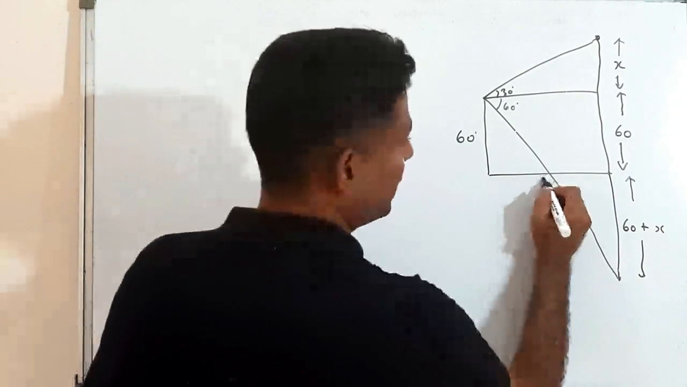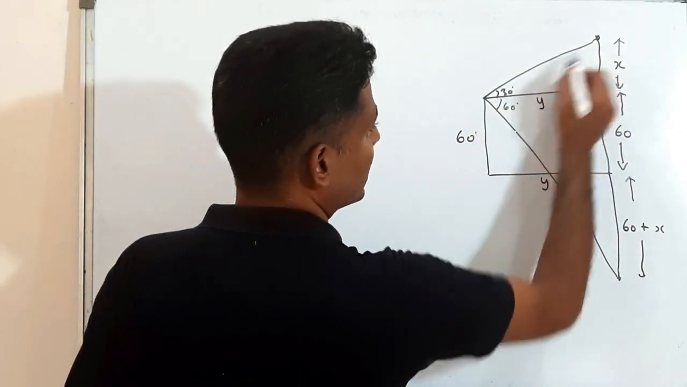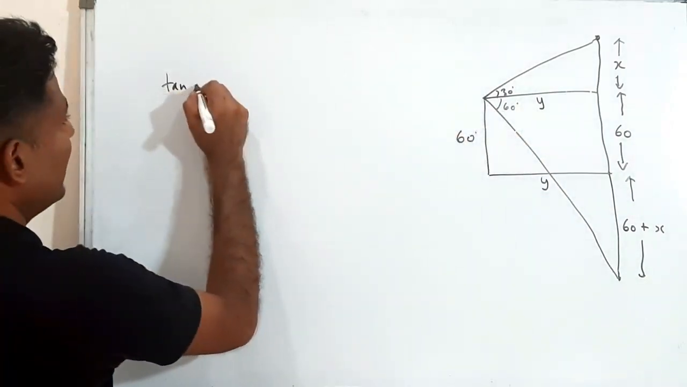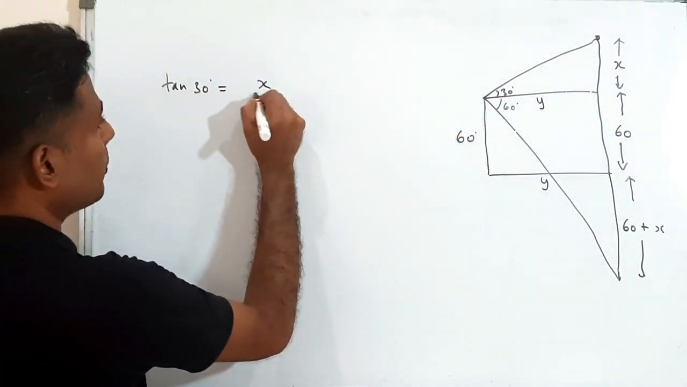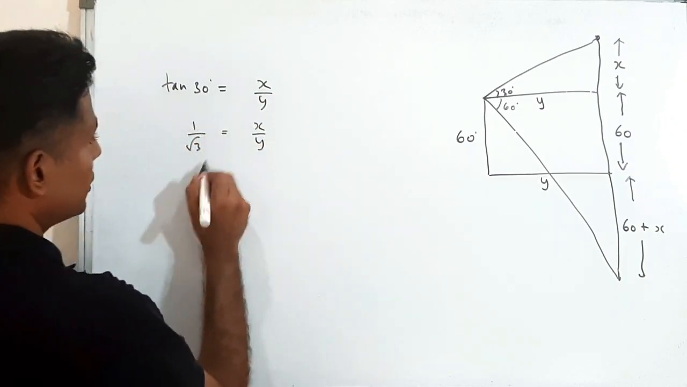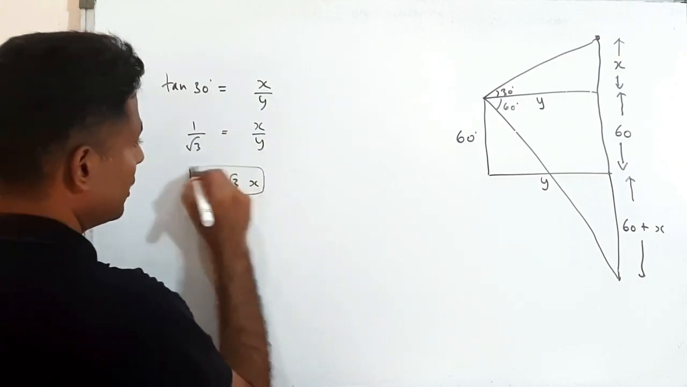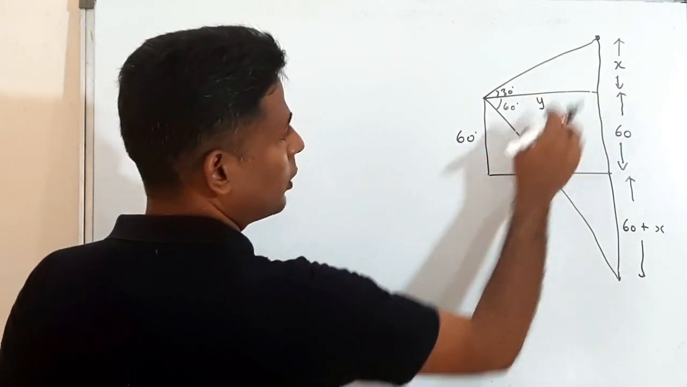Now let's say the distance between them is y. So this also will be y. Now taking this triangle first, we have tan 30 degree equal to x by y. So 1 by root 3 equals x by y. So transposing, I get y equal to root 3x. So from here I got y equal to root 3x.